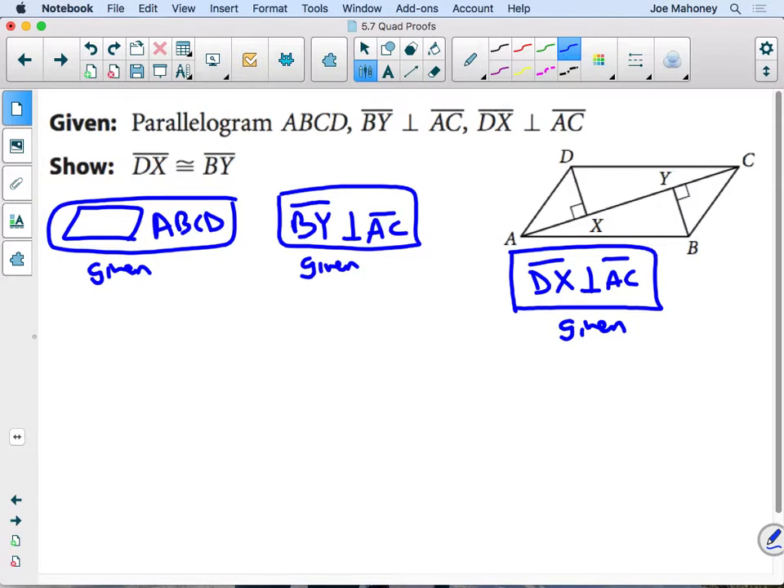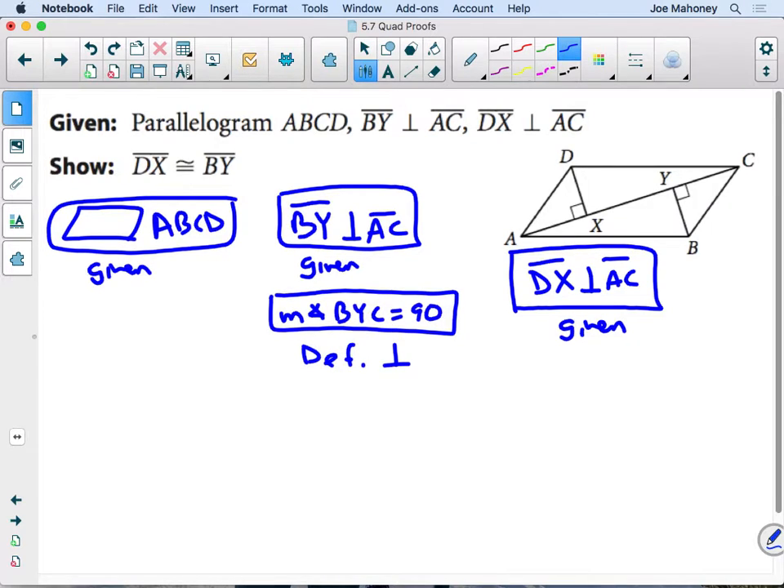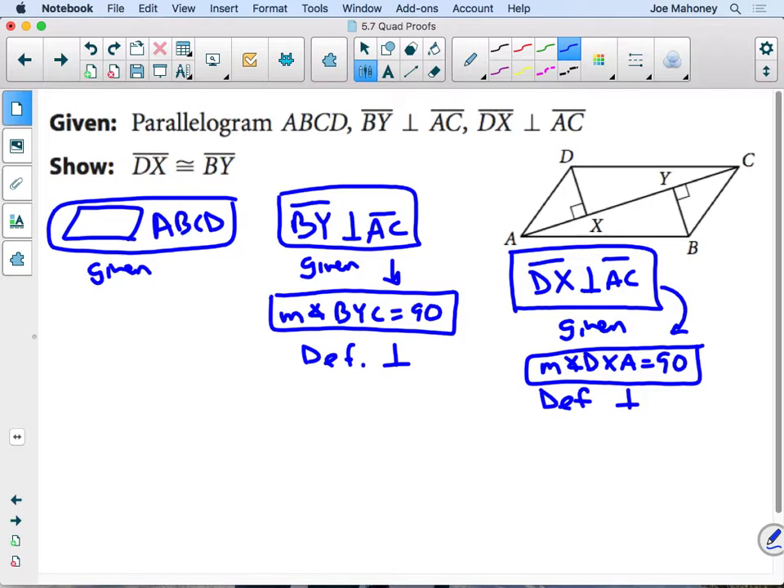And because the diagram is marked that way, I'll use those right angles, and I'll use the triangles DAX, triangle BYC. So because BY is perpendicular to AC, I know that the measure of angle BYC is 90. And that's by my definition of perpendicular. Perpendicular lines make 90-degree angles. And I'll say the same thing over here, that the measure of angle DXA is 90 as well. Same reason, definition of perpendicular.